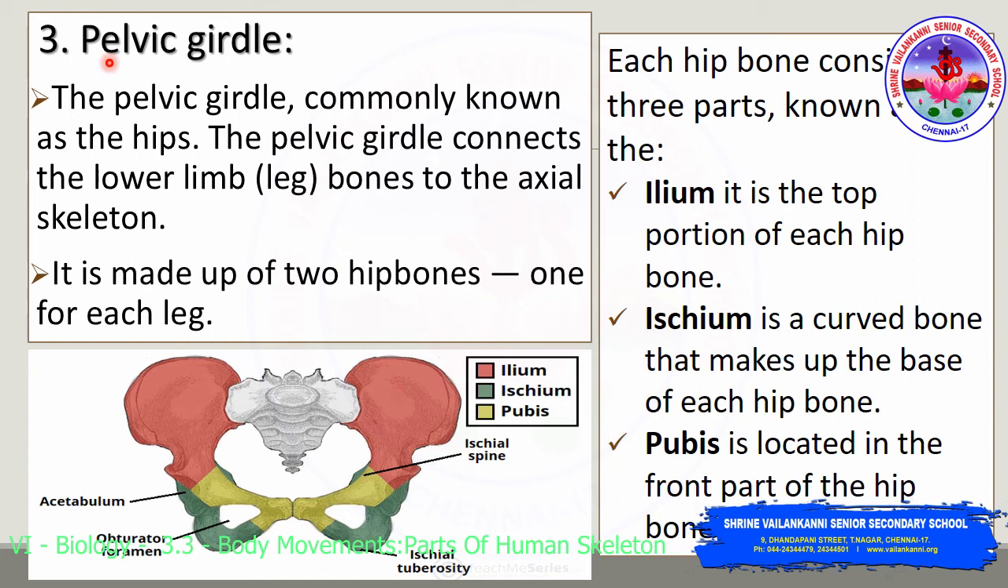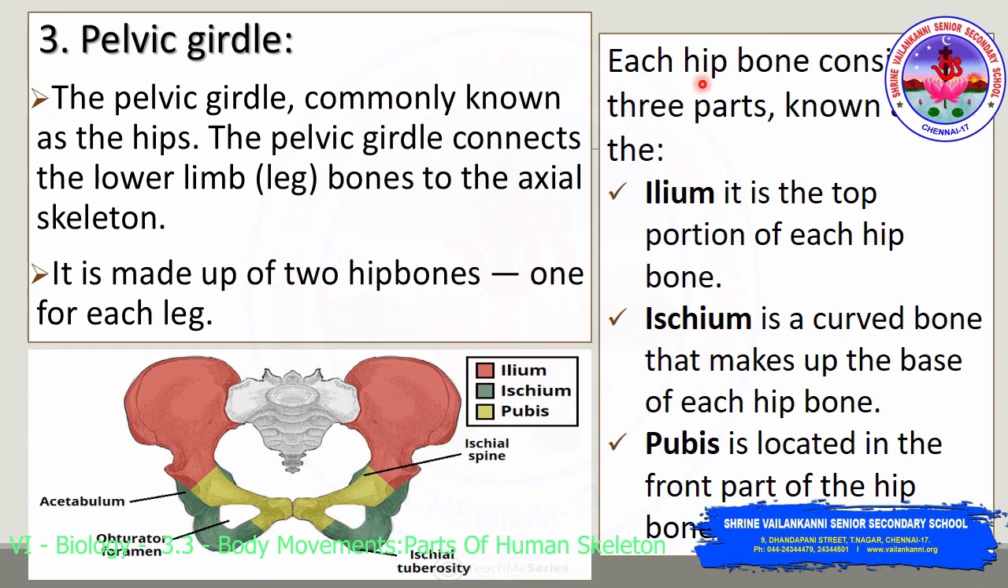And the next bones which make up the appendicular skeleton are the pelvic girdle. A pelvic girdle is commonly known as the hips or the hip bone. The pelvic girdle connects the lower limb, which is the leg bones, to the axial skeleton. It is made up of 2 hip bones, one for each leg.